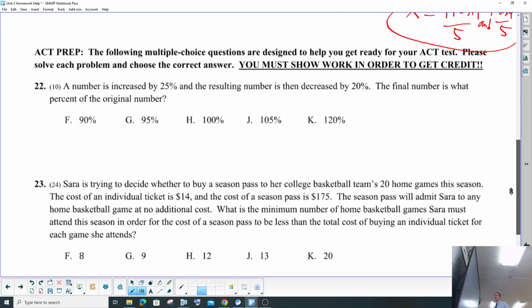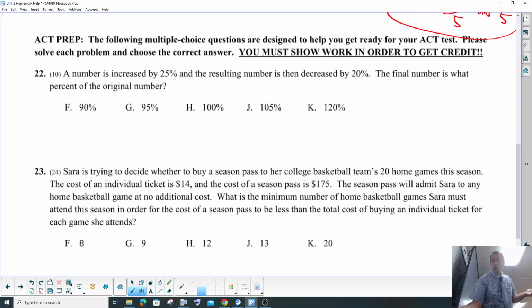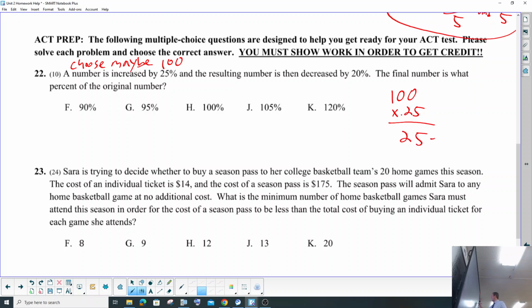Last but not least, number 22. I chose a random number, like 100, just to see, and that could be a way to do this. There's other ways to do it mathematically, I'm sure, but watch this. If I take a number, choose maybe 100, that's a nice, easy number to do percentages with, right? So I go 100, and I increase it by 25%. What is 25% of 100? It's 25. So now we do 100 plus 25 is 125.